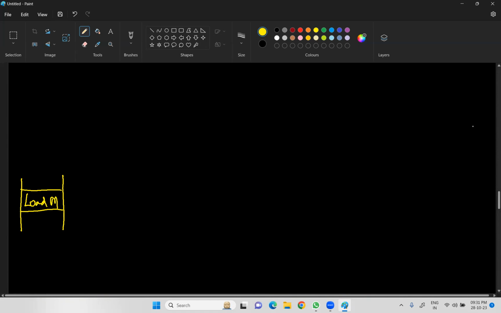When Load M is being done, immediately it looks into the page table. Let me consider this particular thing to be the logical address, and it will immediately look into the page table, something like this. It should look into the page table. For example, this is invalid. This is invalid. This is invalid.